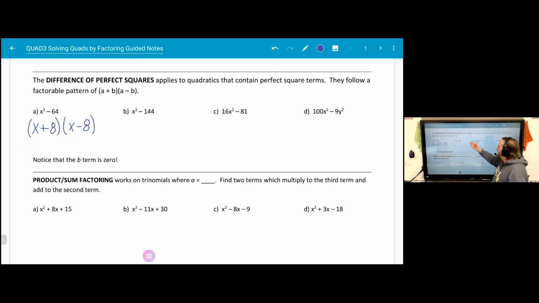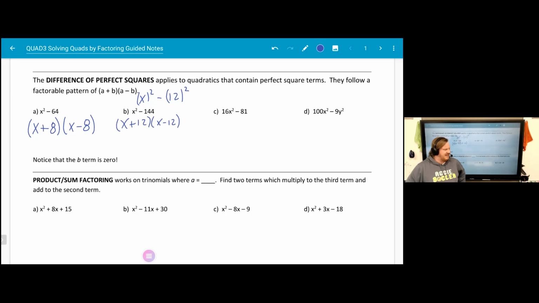Okay. X squared minus 144. You could think of this like this: x squared minus 12 squared. So put those into the factoring pattern. This would be x plus 12 times x minus 12. Now, Mr. Brayman, what if it was x minus 12 times x plus 12? Does that still work? And to you, I would say, yes, it does still work because multiplication doesn't care which order you do it in. Well, what is 4 times 5? That's 20. What is 5 times 4? Well, that's still 20. The order doesn't matter.